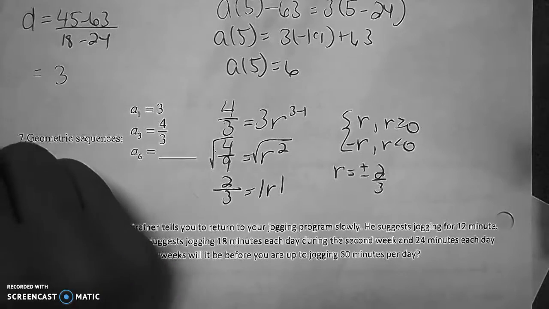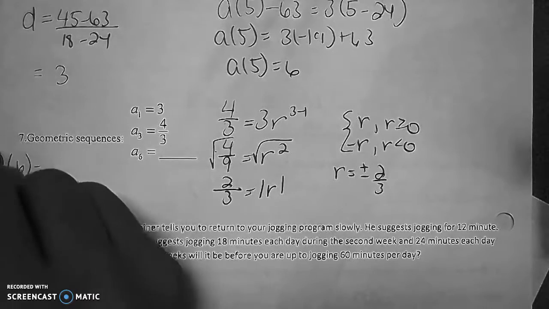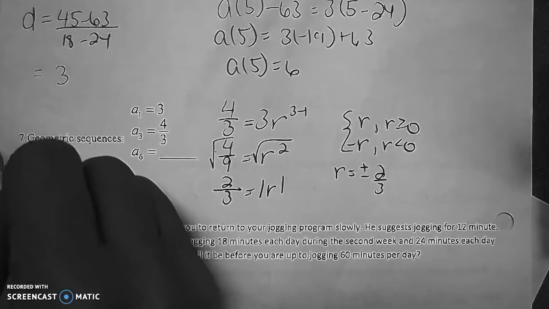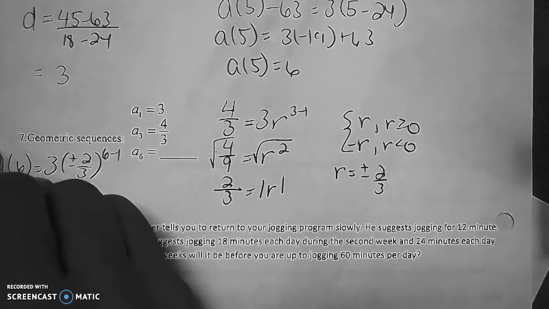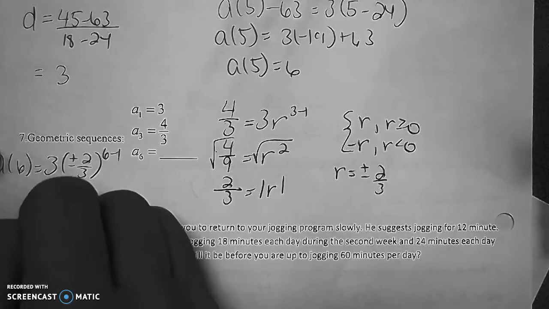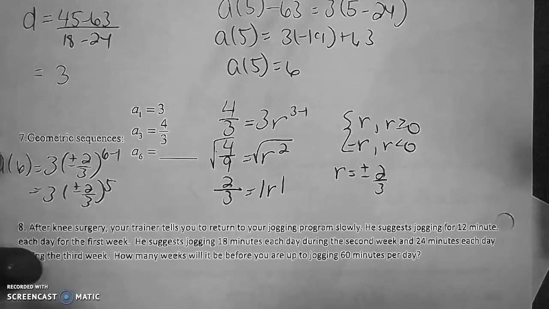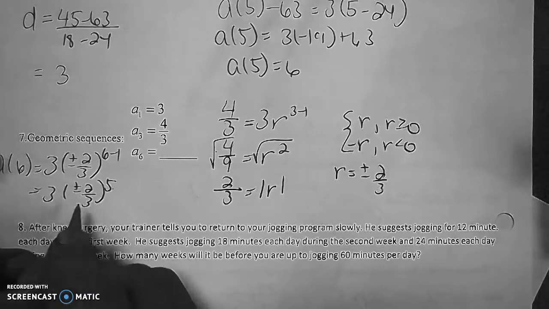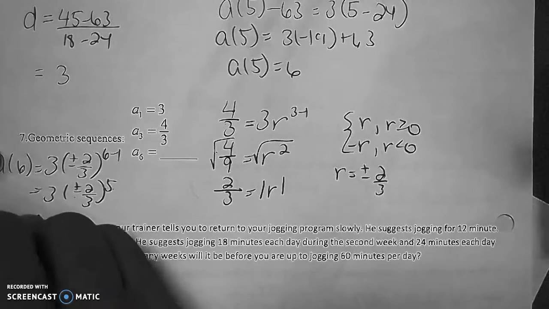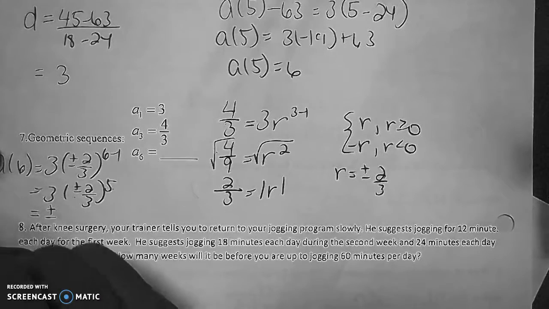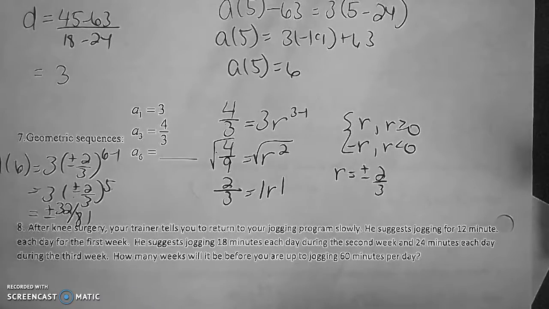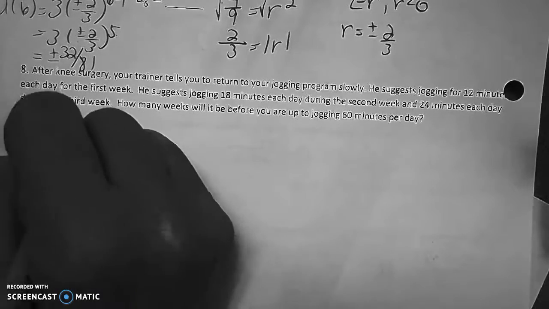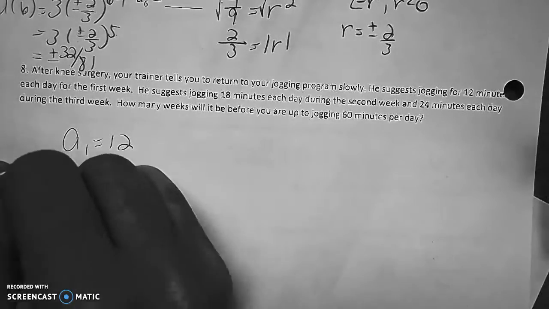So now that I have R, I can find a sub 6. A sub 6 will equal 3 times the plus or minus 2/3 to the 6 minus 1. So 3 times the plus or minus 2/3 to the 5th. And when I raise a positive to the 5th, it's a positive. A negative to the 5th is a negative. So I don't really know the sign of the 6th term. We'll just say it's plus or minus, and that's going to be 32/81.